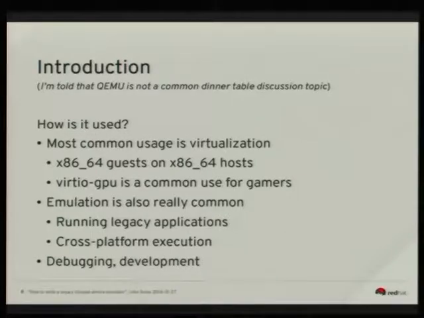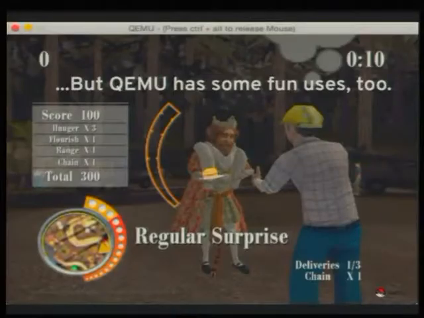But emulation is also a really common usage for QEMU. You can run legacy applications and such on brand new hardware. Or if you want, you can run your favorite Mac OS 9 app on your modern machine if you really, really want to do that. QEMU is also often used a lot for debugging and development of various kernels, drivers, hardware, and so on. But it has some fun uses too. This was actually a port of QEMU that somebody has turned into a working Xbox emulator, and I was so excited by this that I had to put that screenshot up there.